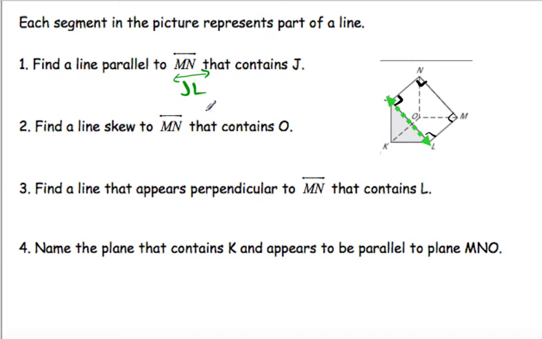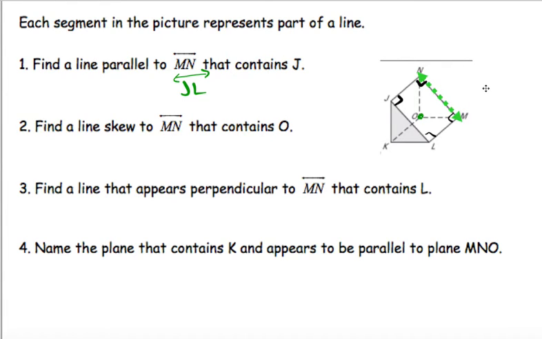The second one says find a line skew to MN that contains O. So here's point O back here. And to be skew means that it's not going to touch the line, but it is also not going to be parallel to it.